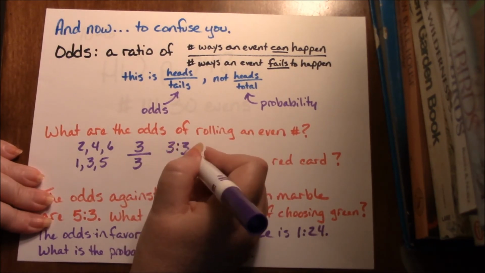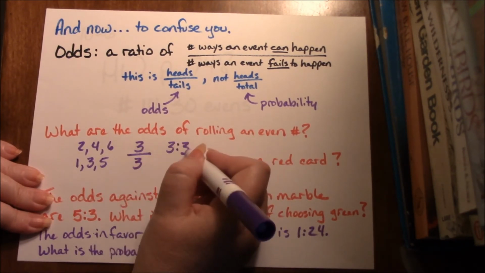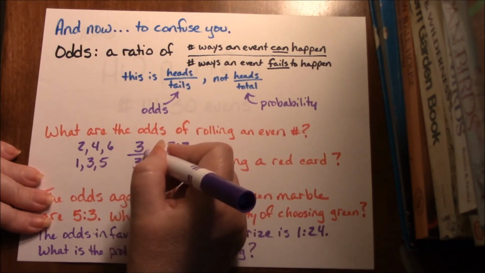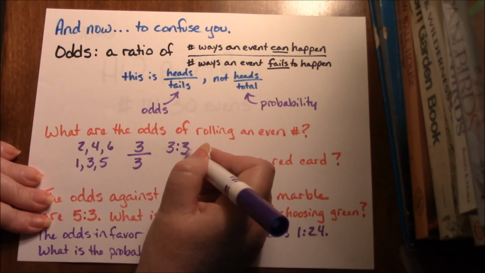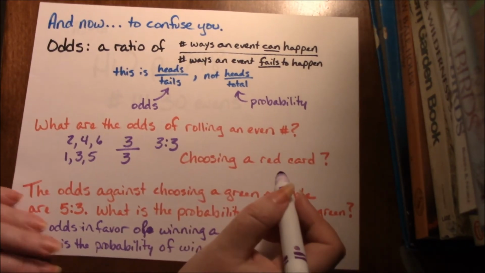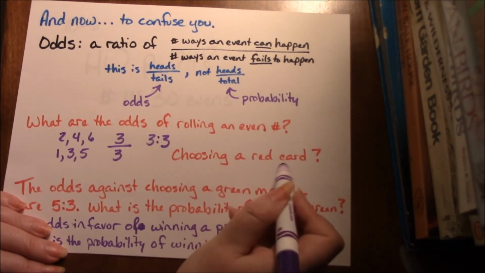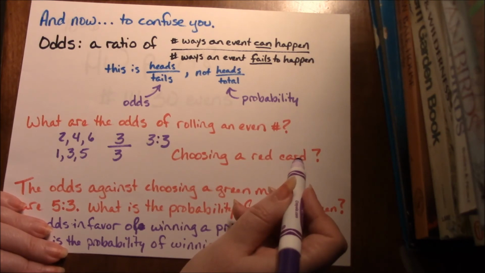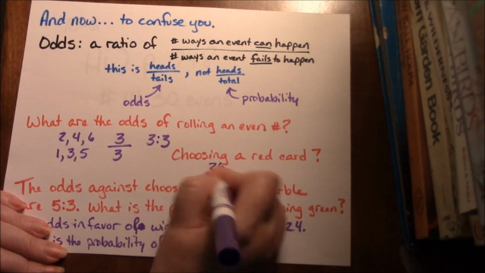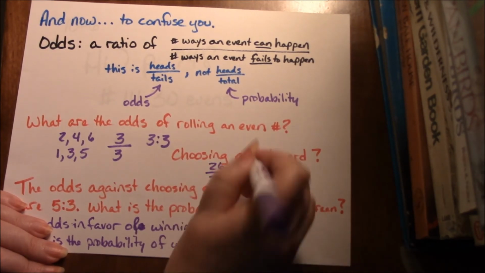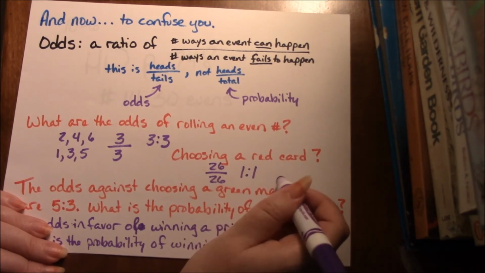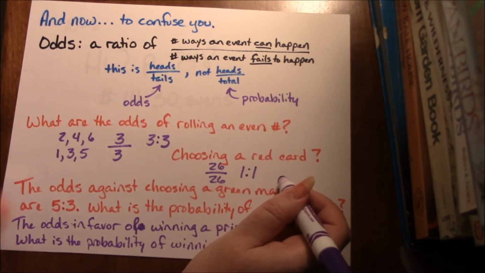The odds are 3 to 3, and they can be written like this or they can be written like this. Both of these are the same. So if you see this in the answers and you wrote this, it's the same thing, or vice versa. What are the odds of choosing a red card in a deck? Well, there's 26 red cards and there's 26 black cards. So the odds are 1-to-1 that you'll choose a red card.